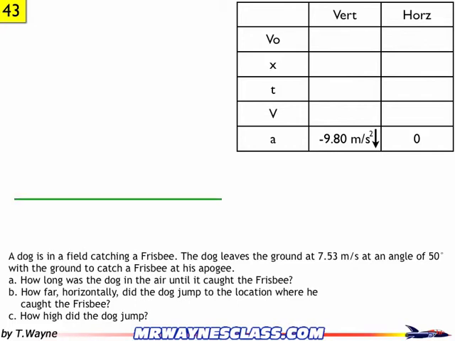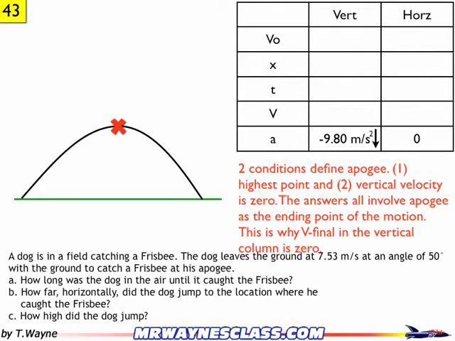So basically for this problem, I've got the ground and the dog's jumping, and he's going to catch a frisbee at apogee. So the two conditions that define this place of apogee: one, it's the highest point, and two, the vertical velocity is 0. So I'm going to use the fact that the vertical velocity is 0 as one of my givens from the problem. Second part of the problem, part B, is going to talk about what the range is. And the range is just going to be over to apogee. Normally we do the total time it's in the air, but this time we're just going over to apogee.